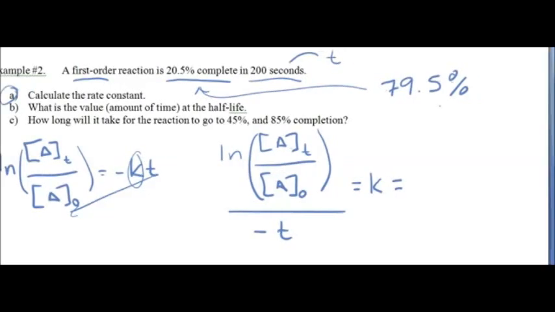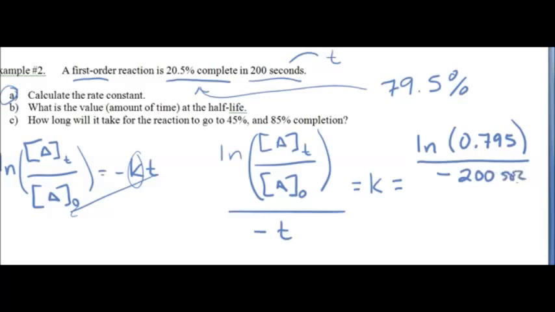Since we have 79.5% remaining, and I, again, make it with a 1 mole solution, makes your life a lot easier. I'm going to take the natural log of 0.795, because that equals 79.5%. And I'm going to divide that by my negative time, which in this case is 200 seconds. So my unit for this is going to be 1 over seconds, and whatever that value is equal to. So let's calculate that real quick.